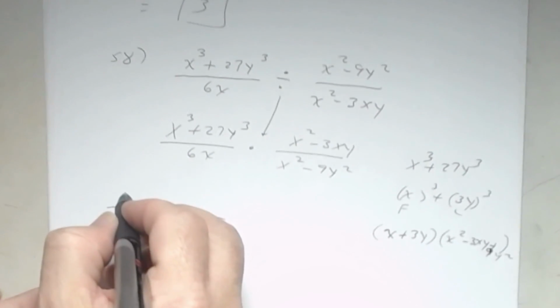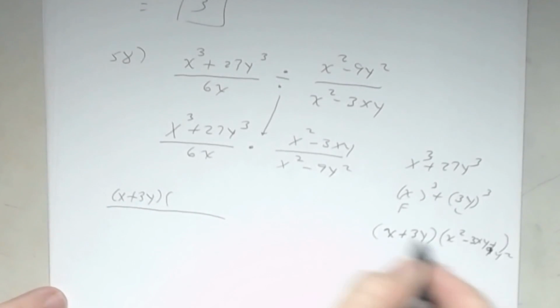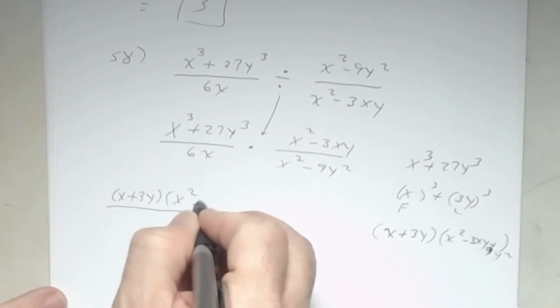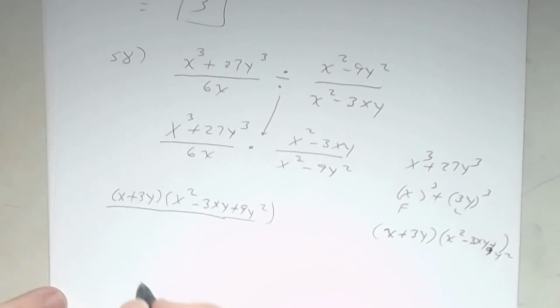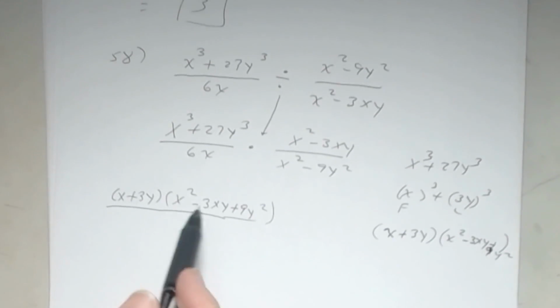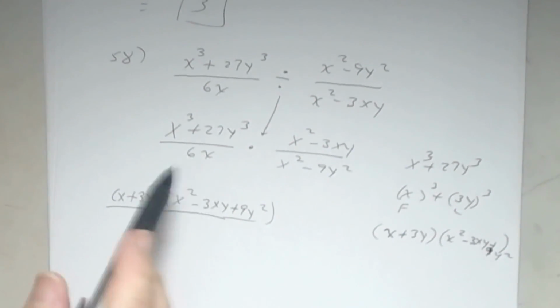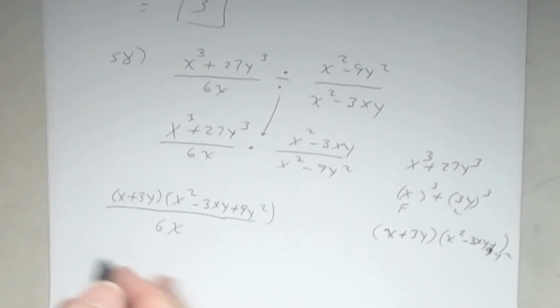So the numerator is x plus 3y times x squared minus 3xy plus 9y squared. All right, so the numerator was the sum of two cubes, and that's how you factor the sum of two cubes. Now remember, this trinomial you can't factor, so don't even try factoring it. Nothing works. The denominator is a monomial, so leave it alone for right now. It's a monomial with two factors, 6 and x.